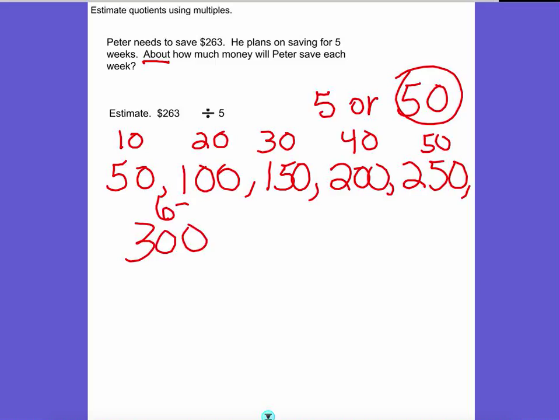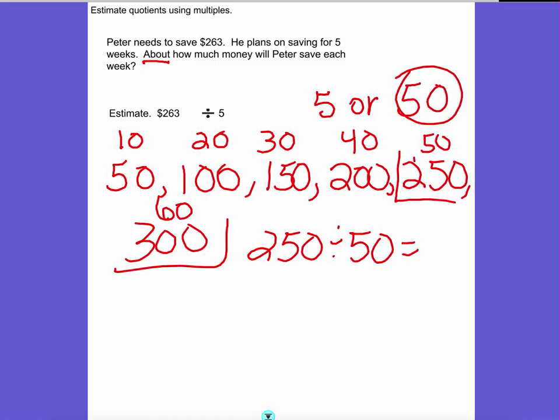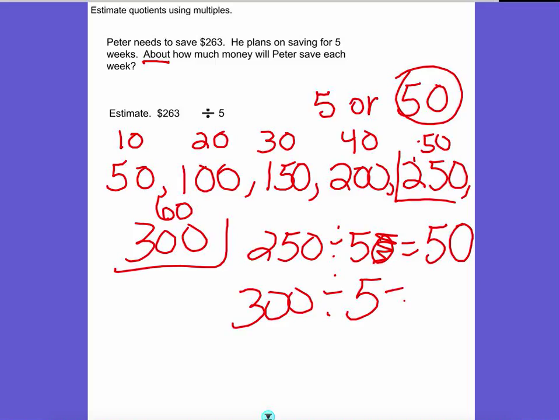300 is 60. So I'm looking for 263. 263 is between 250 and 300. So I rewrite it. That's where I'm getting it. Sorry, 250 divided by 5 is 50. And 300 divided by 5 equals 60.